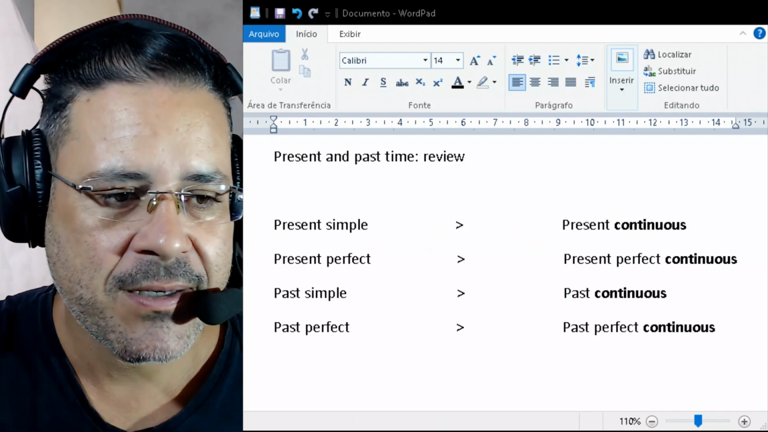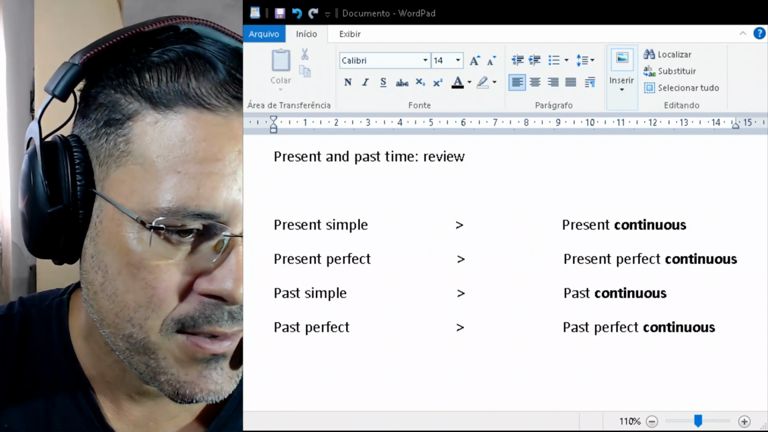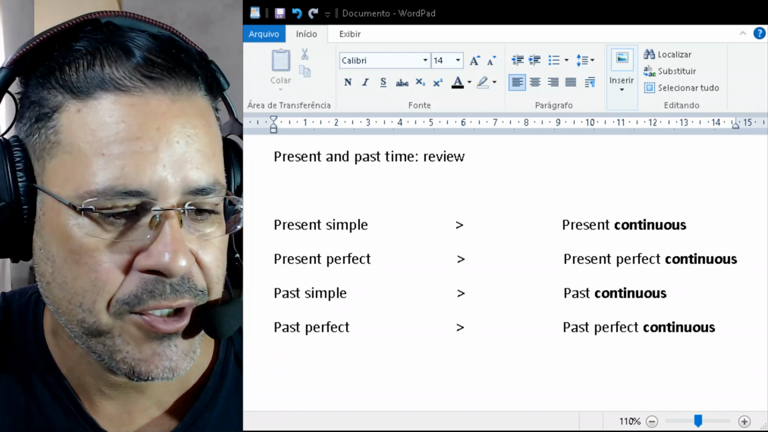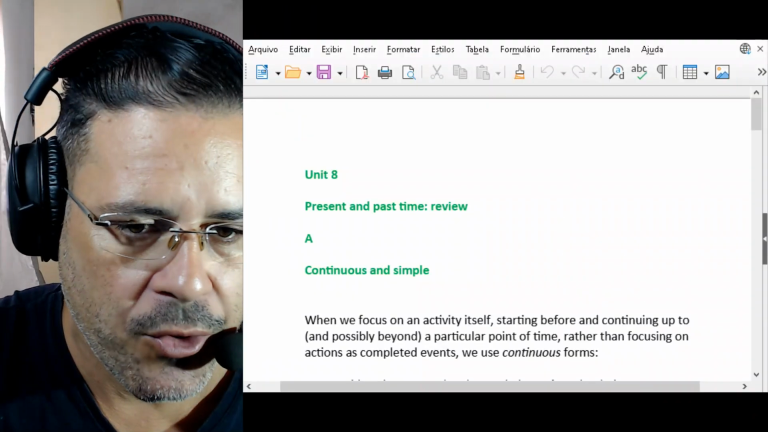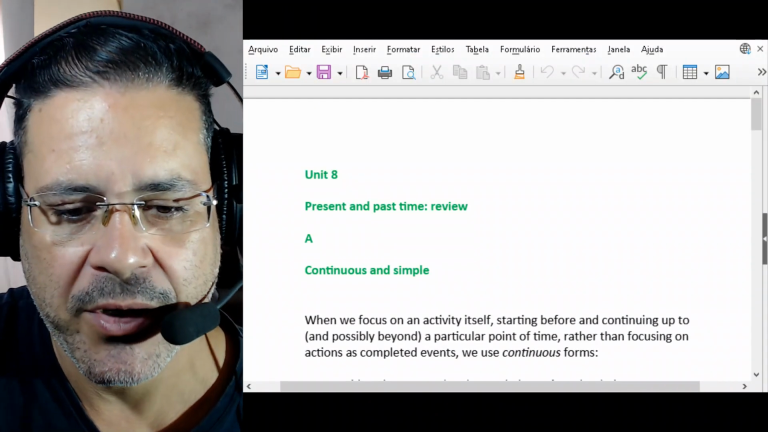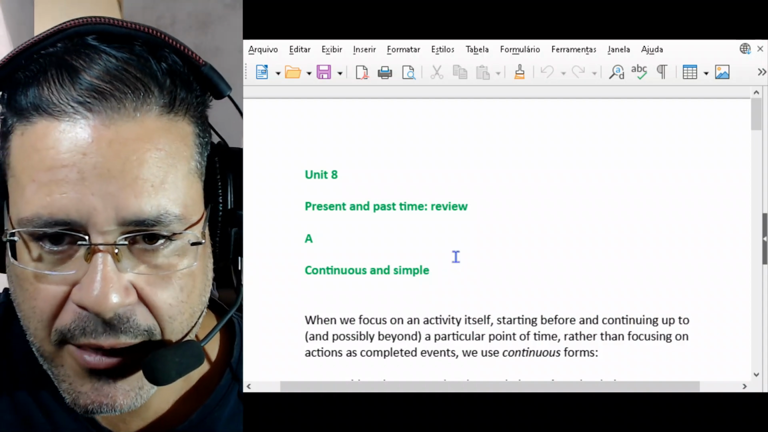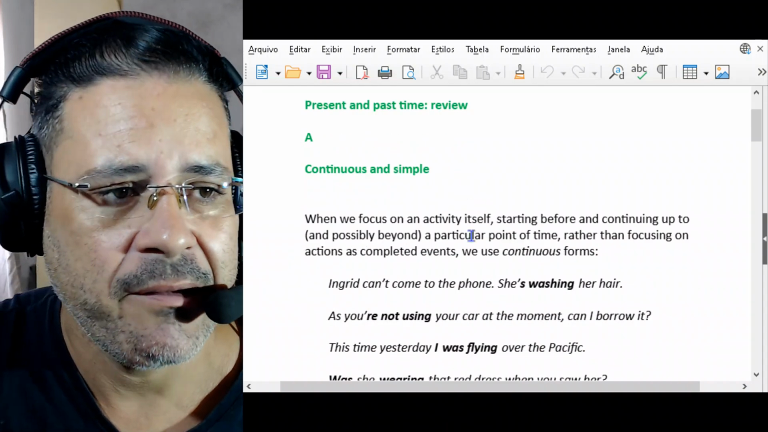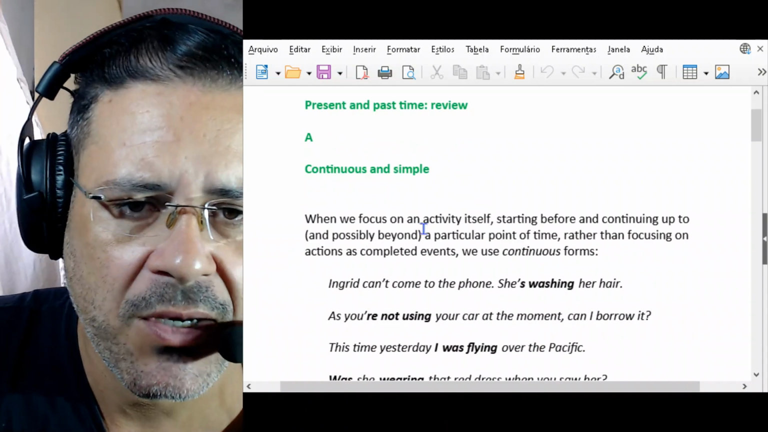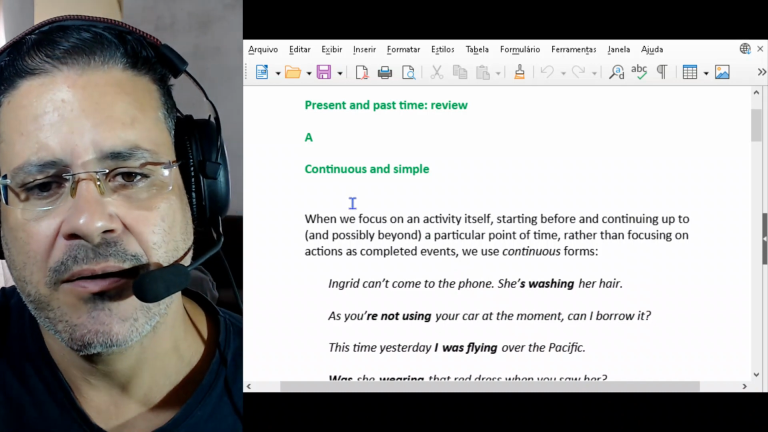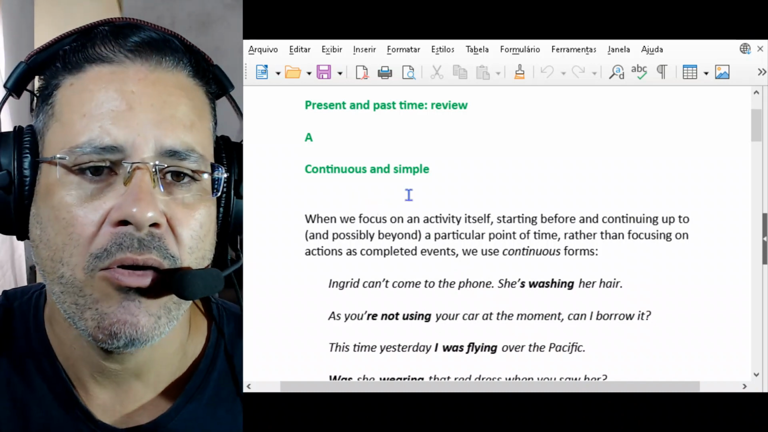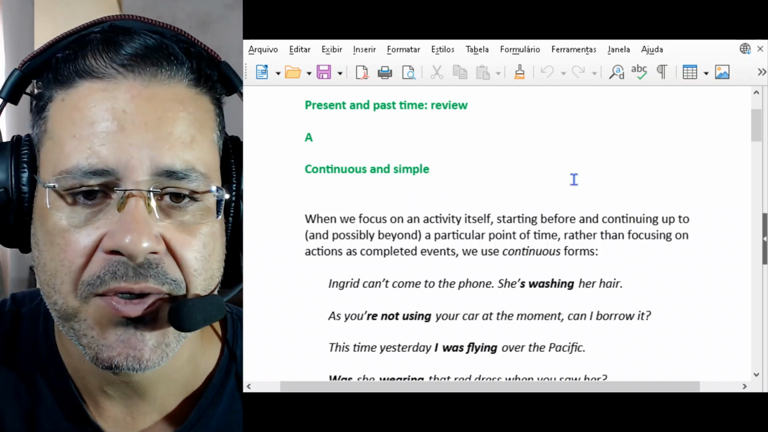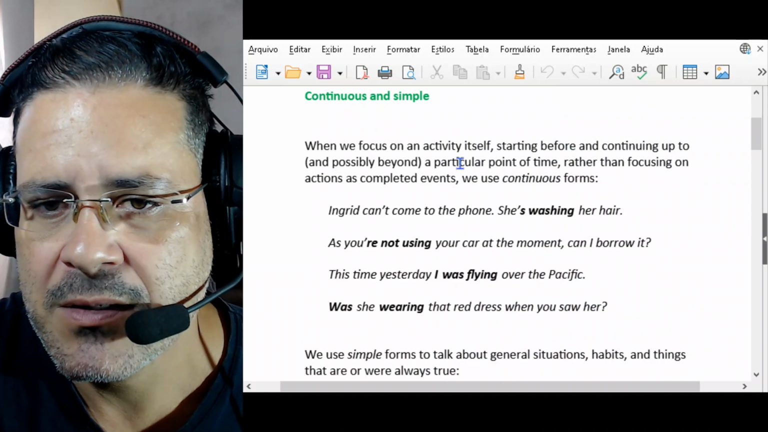Well, now this is a review exercise. Now we're going to be talking about some peculiarities of those tenses in English. Okay, let's go through Unit 8, where we're going to be talking about them again, just reviewing some of their aspects. Basically, when we're talking about those tenses in English, we consider that they can be simple or continuous, both in the present or in the past. So let's go through some of those peculiarities.